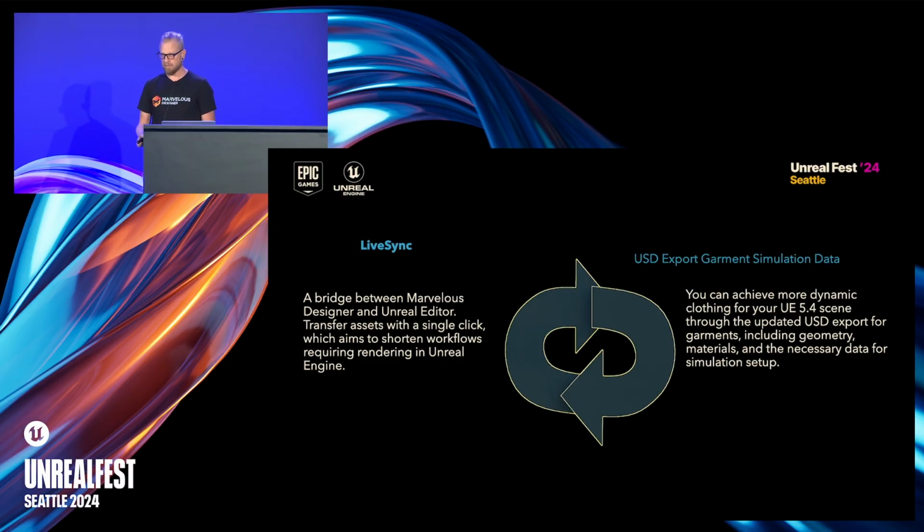Geometry, materials, skeletal animations, geometry caches can all be imported back and forth. With the USD, you can export fabric settings, cloth thickness, simulation data that can be used with the Unreal 5.4 Chaos Cloth upgrades.